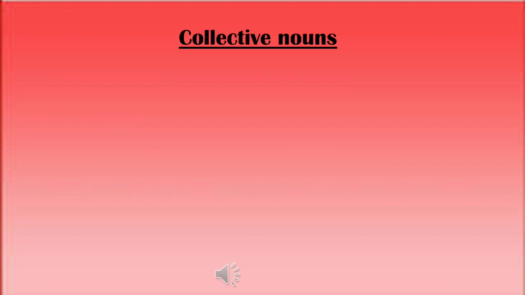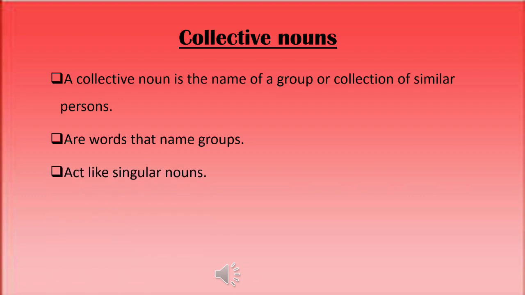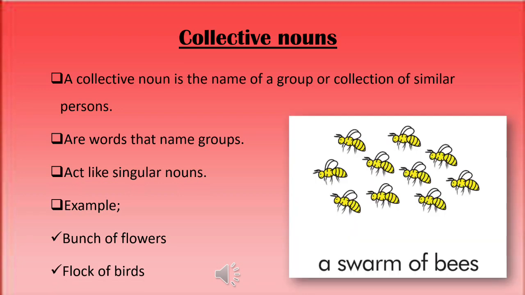Now I am going to explain to you the last form of nouns that we are going to learn today. That is collective nouns. A collective noun is the name of a group or collection of similar persons. They are words that name groups, and collective nouns act like singular nouns. For example, bunch of flowers, flock of birds. These are some examples of collective nouns.